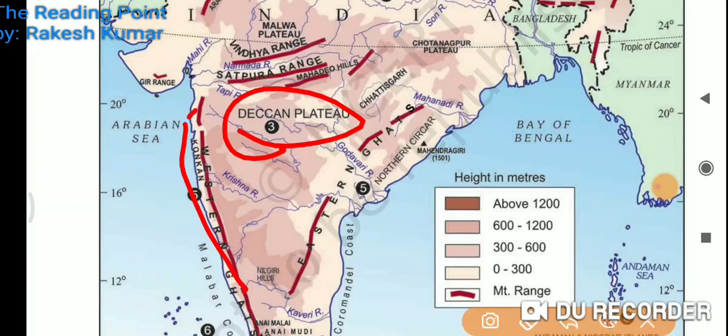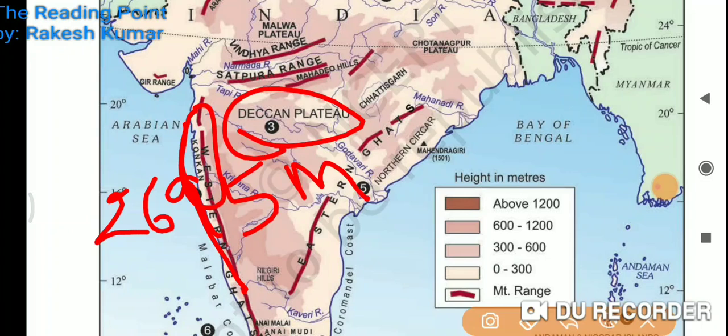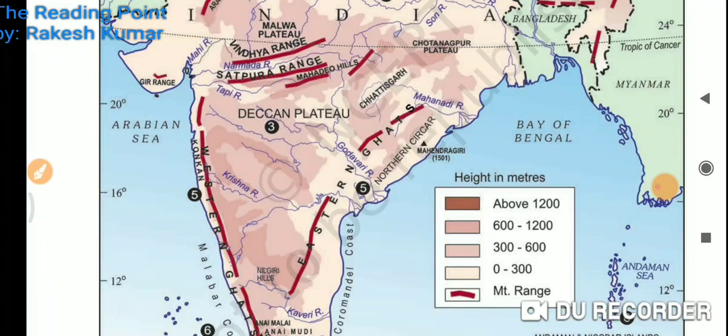This is a very important question for the exam. The Sahyadri has the Nilgiri, Annamalai and the Cardamom hills. Anaimudi, a 2695 meter high hill, is the highest peak in the Deccan Plateau. This is also very important for the board exam.